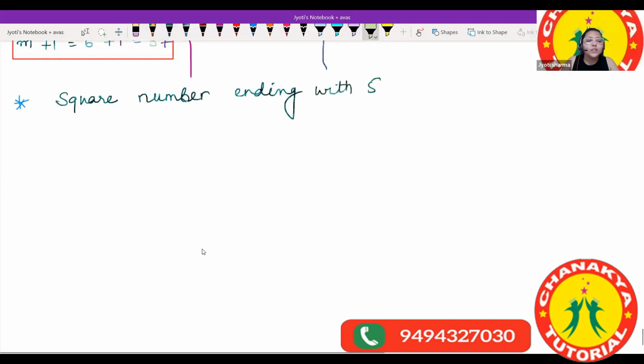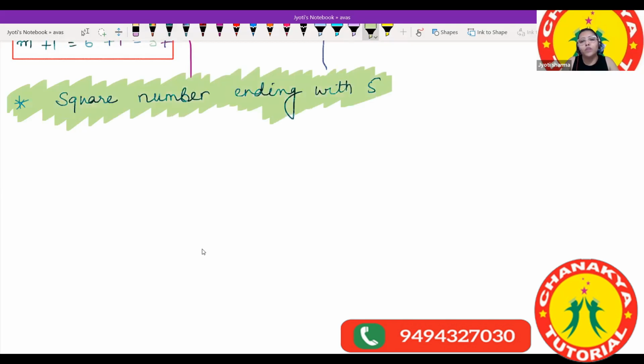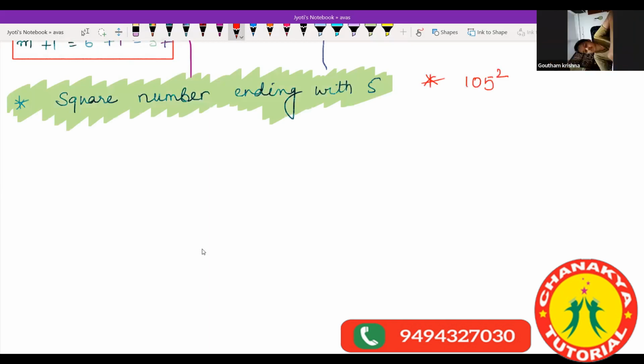Giving you one question, send your answer, and after that we are going to move ahead. So here I'm giving you a question. Quickly send me the answer of 105 square. Send your answer. Quickly send your answer of 105 square.